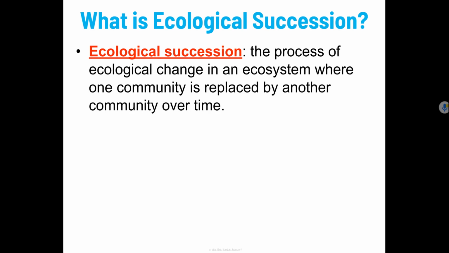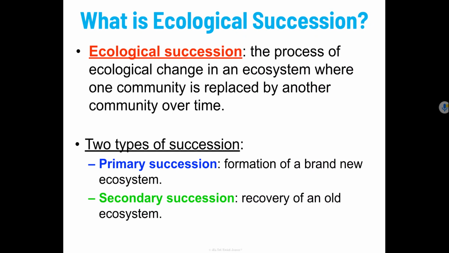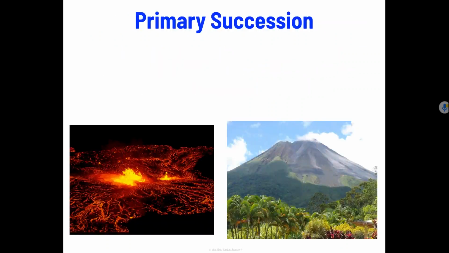Ecological succession is the process of ecological change in an ecosystem where one community gets replaced by another community over time. There are two types of ecological succession. The first is called primary succession. Primary succession results in a brand new ecosystem. The second is called secondary succession. Secondary succession recovers an old ecosystem. For the remainder of this video, we'll explore each type of succession in more depth.